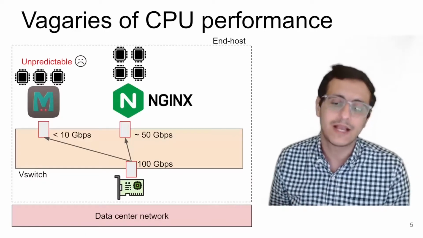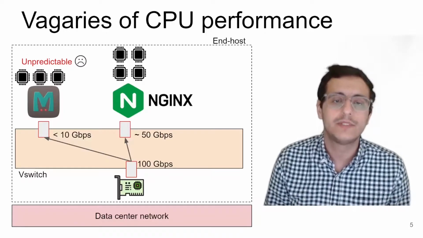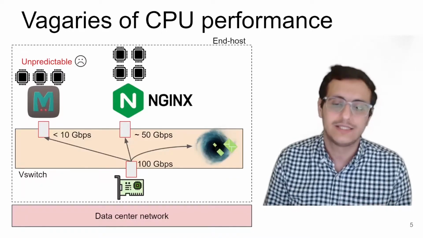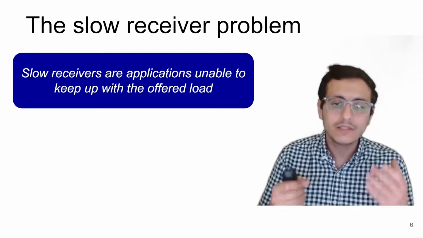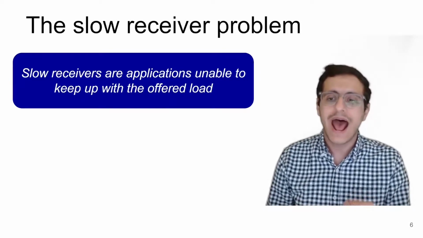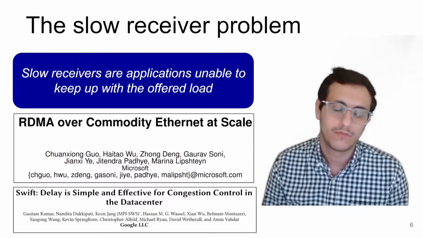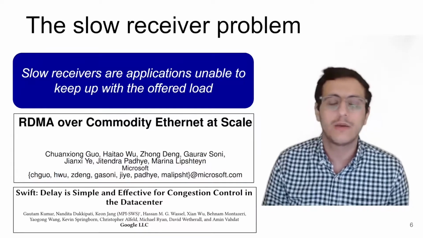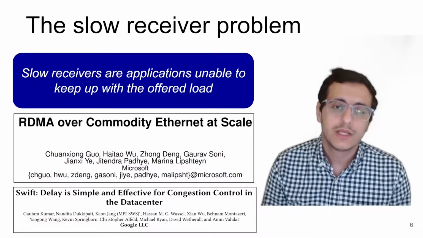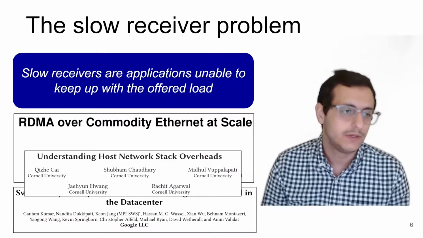So if you're sending packets from a faster port to a slower port, then we're going to have queue buildups and eventually packet loss at some point. This is what we call the slow receiver problem. Slow receivers are applications unable to keep up with the offered load. This is not the first time we are talking about slow receivers. This has been introduced in papers from industry and academia.